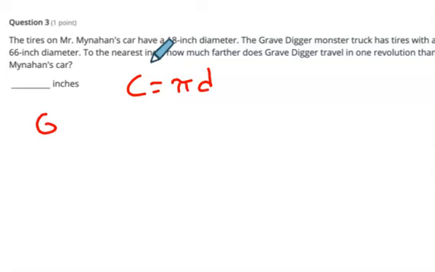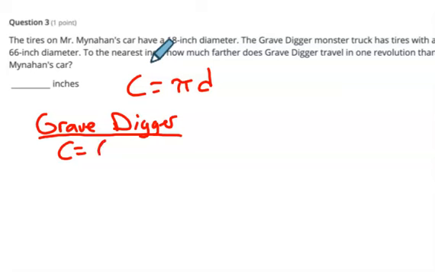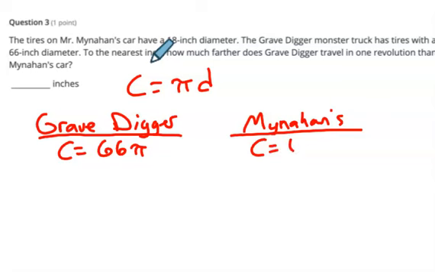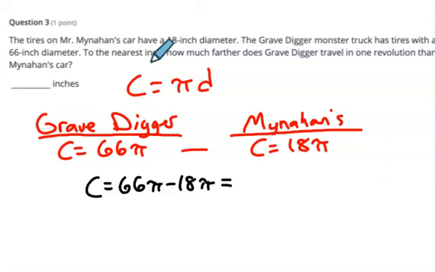So for Gravedigger, the circumference is just pi times diameter, which is 66 pi. For Monahan's car, not going to tell you what kind I drive, it is 18 pi. What we need to do, how much farther, is subtract these. So for my answer here, I need to take 66 pi minus 18 pi. You have to be careful with this. The pi's don't cancel here. We end up with 48 pi.